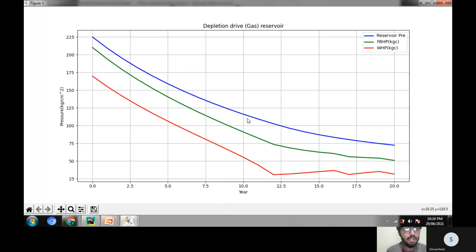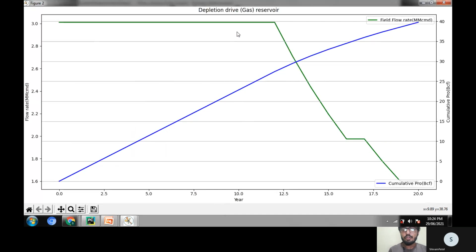the flow rate will decrease. So the conclusion of our problem is that we are able to maintain the constant flow rate of more than 3 million cubic meter for more than 10 years. So we can go ahead and install the gas turbine power plant.